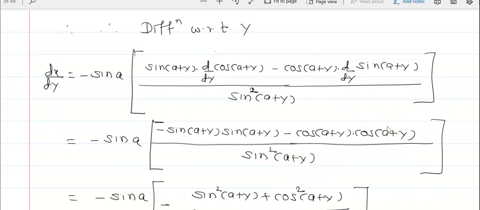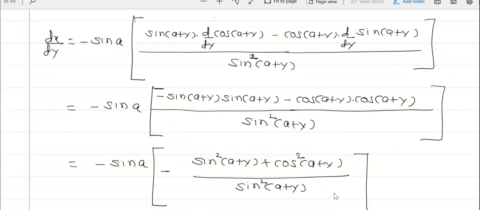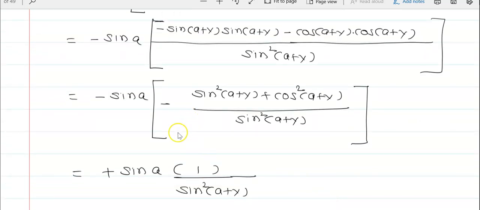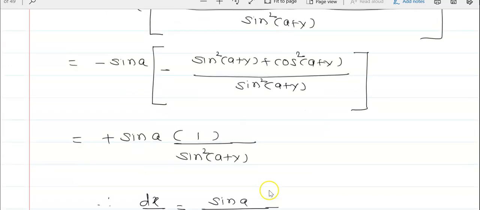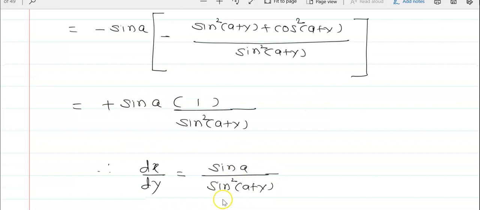If we simplify it, then you will get, the derivative of cos is minus sin, here is a minus, that is the minus sin of a plus y into sin of a plus y minus cos of a plus y cos of a plus y. Now here is a minus sign. If you take the common, then you will get sin square a plus y plus cos square a plus y. That's the value is 1, and that is the answer. This minus minus will become plus sin a upon sin square a plus y. Therefore dx upon dy is equals to sin a upon sin square a plus y.